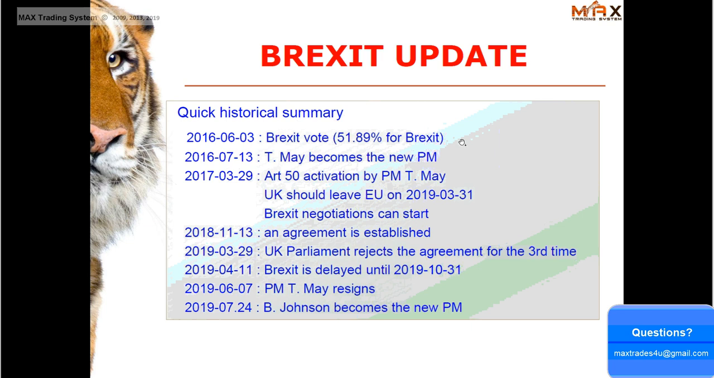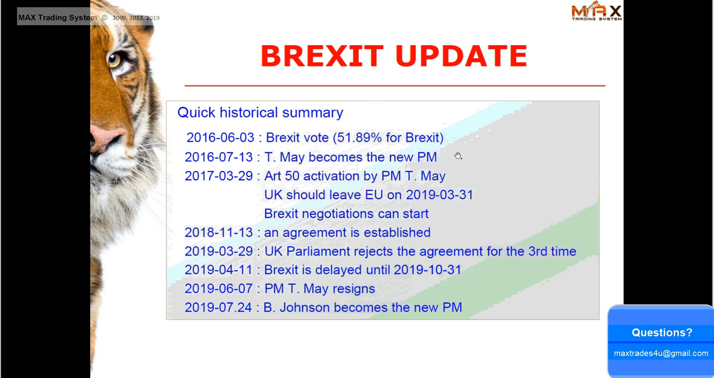And then a few months later, in fact, a few weeks later, Theresa May becomes the new Prime Minister, because the Prime Minister at that moment, if I remember correctly, was Cameron, who had hoped that the Brexit would not be voted. And so he resigned, as is the tradition in UK, and Theresa May succeeded him.